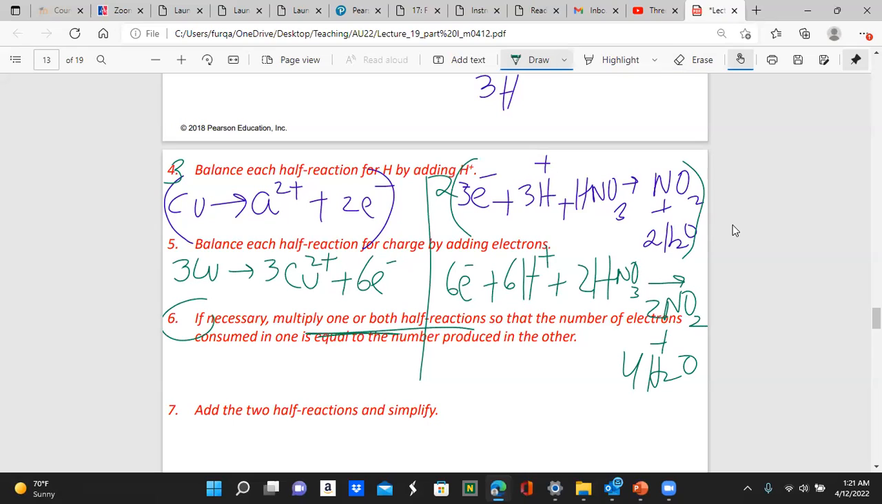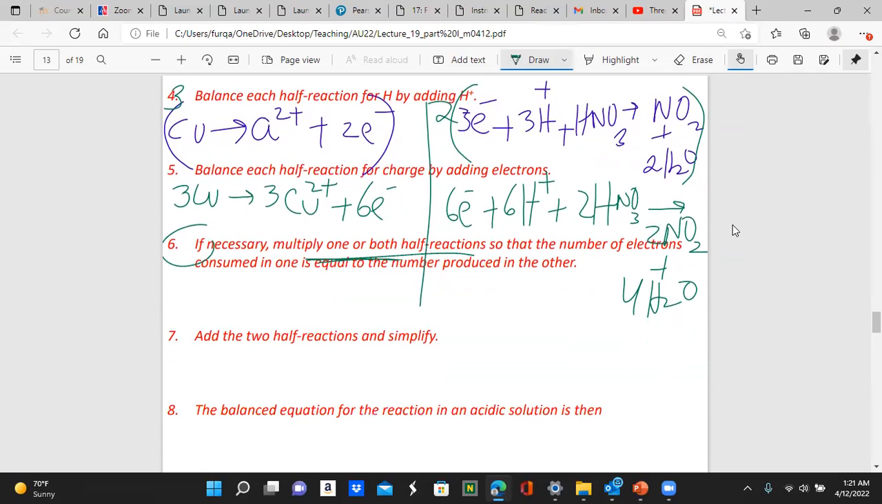Multiply one or both equations to get an equal number of electrons on both. So these are charge balanced. And what we're going to do is add the 2 half reactions and simplify. So let's add them together. That's going to be 3 coppers, and it's going to go on to the right hand side. That's going to go into 3 Cu2 plus, 6 electrons, right?